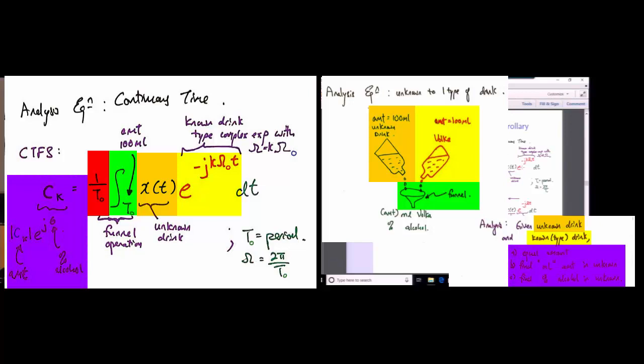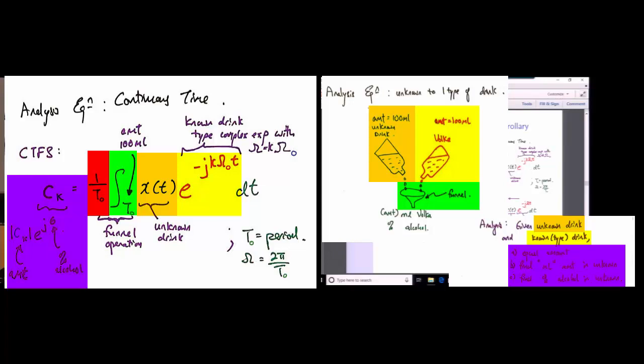Ck, when doing this, because e to the minus jk omega naught t will return a complex number, it will tell us 2 pieces of information. It will tell us the magnitude and the phase of e to the minus jk omega naught t that is contained within x of t. In the drink world, this magic funnel told us 2 pieces of information: the ml, how much of this 100 ml is vodka, and the percentage of alcohol of the vodka that was used to make this drink. So that is the idea.